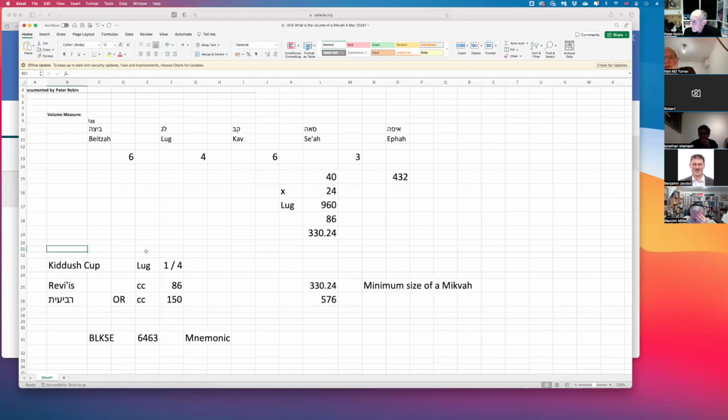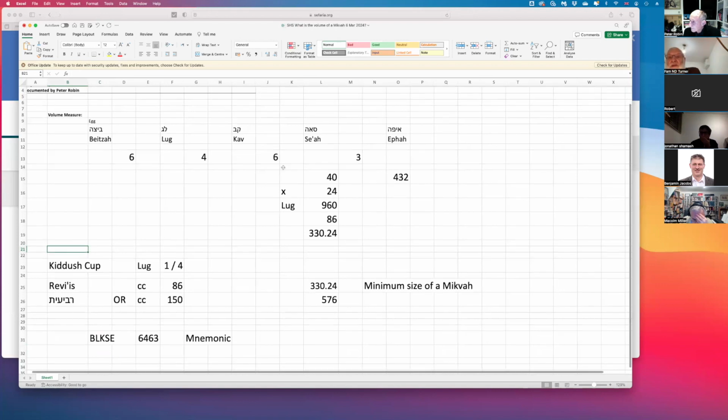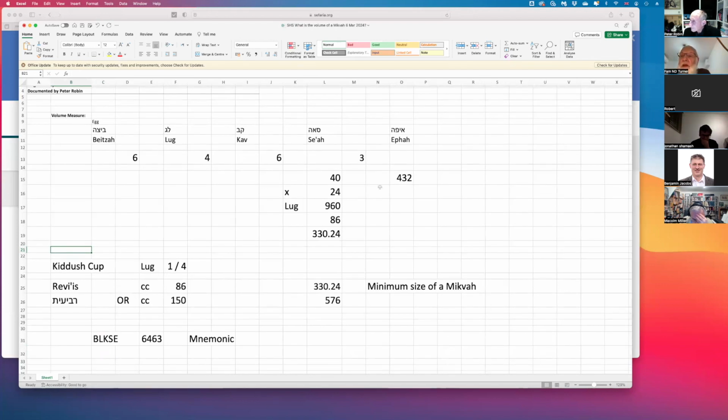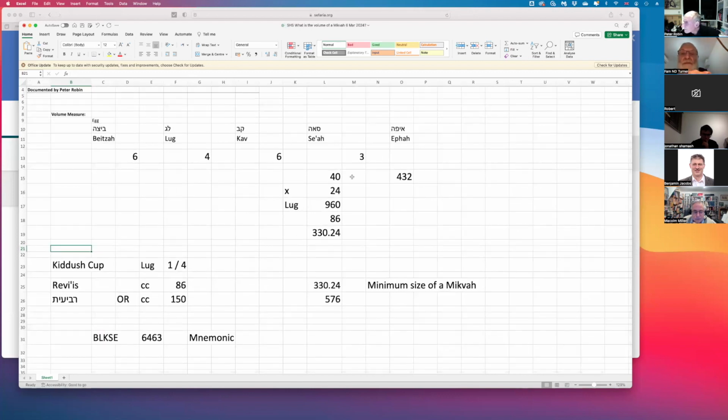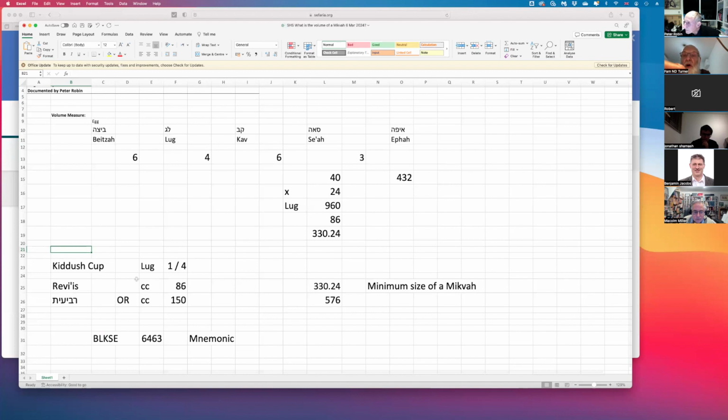We got the 430, which was the Beitza, right across to the Aphel. You've got the 6463 on top. You've got the 40 saw for a mikveh. Actually, at the end, on the left-hand side, on the same row where you've got 40, perhaps put the word mikveh. No, higher up, yeah. That's all right.